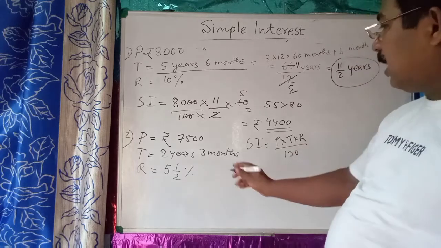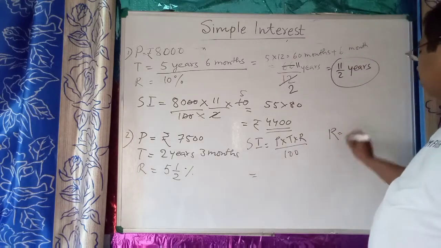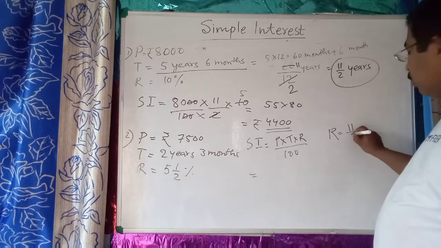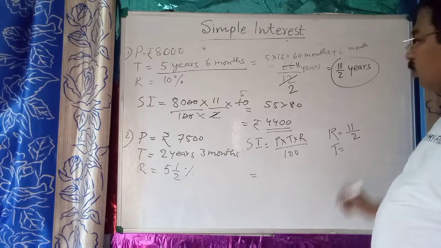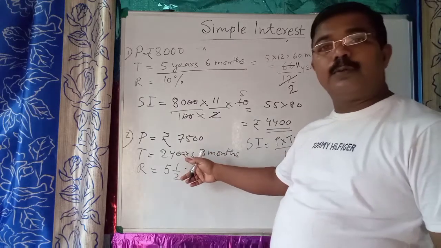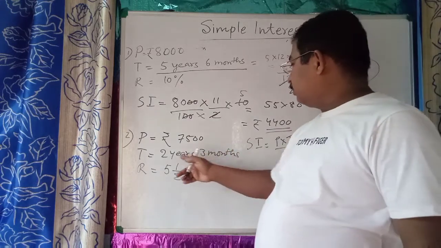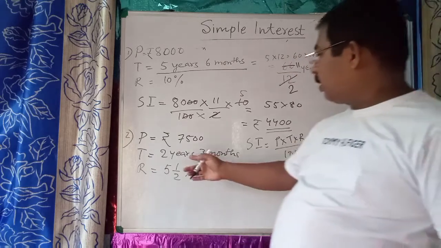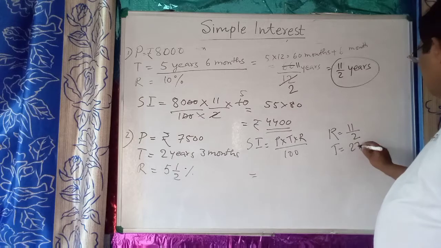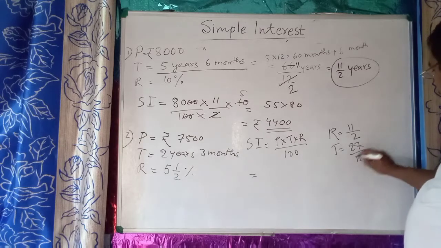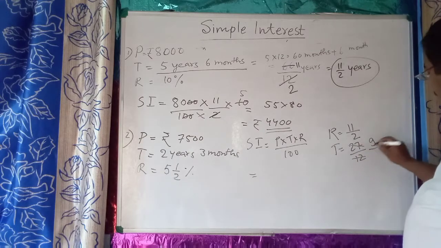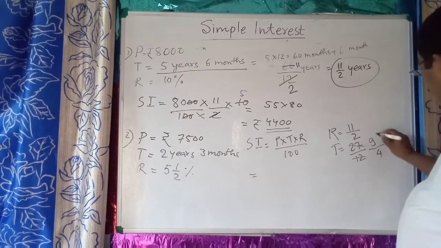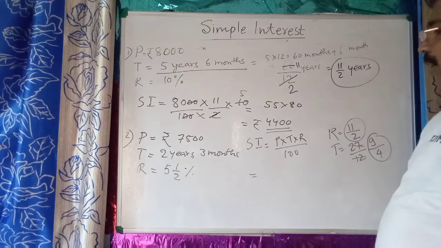Now what do we do here? Rate R is equal to, we change it into improper fraction, 11 by 2. And time is equal to 2 years, which is 24 months, and 3 months. You add 3 months more. 24 plus 3, 27 months. 27 by 12. You can divide it by 9. 9, 3, 9, 27, 4. It will be 9 by 4. This is time. This is the rate of interest.